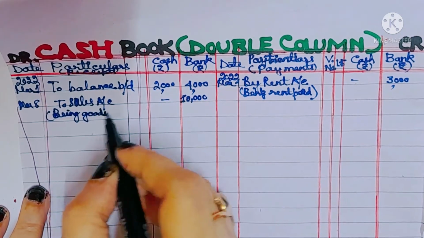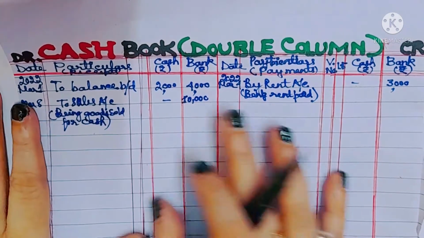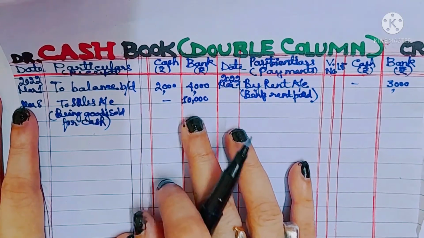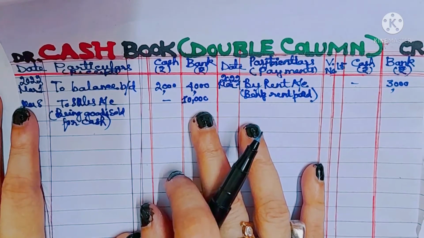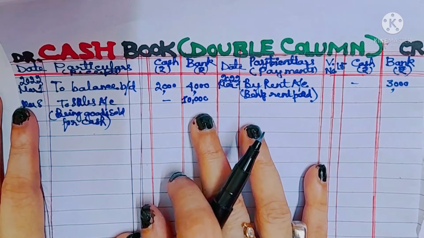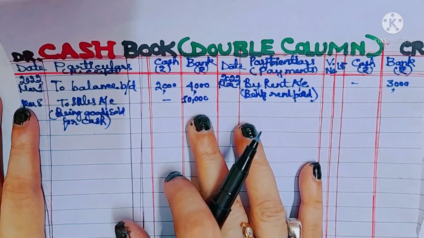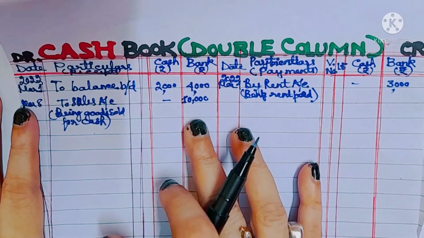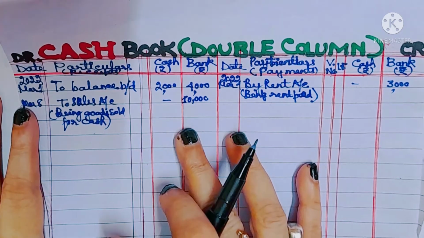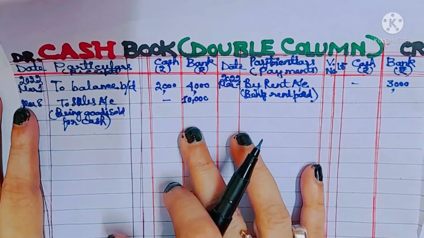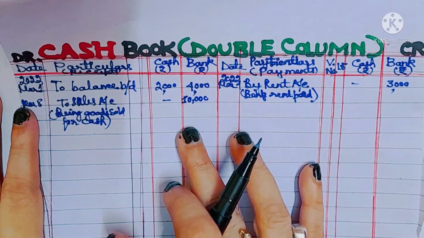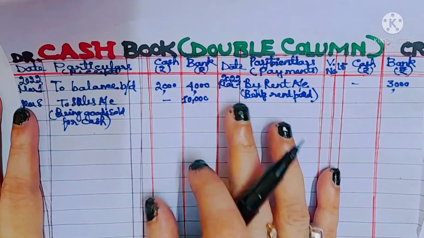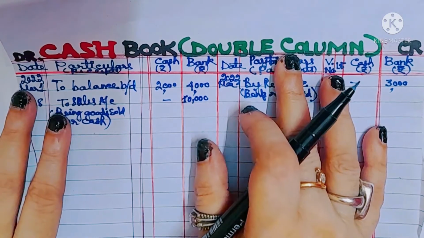Moreover, the bank column represents the bank account. Bank account comes under personal account. According to personal account, the receiver of the benefit is debit. Here, when goods are sold, a check is received by the bank. So, the bank is the receiver of the check. So, 10,000 will be debited. Understood? So, let's see the next transaction.